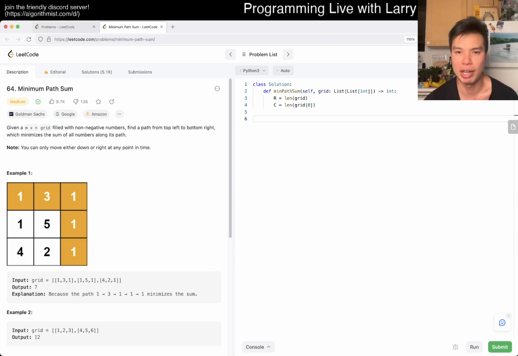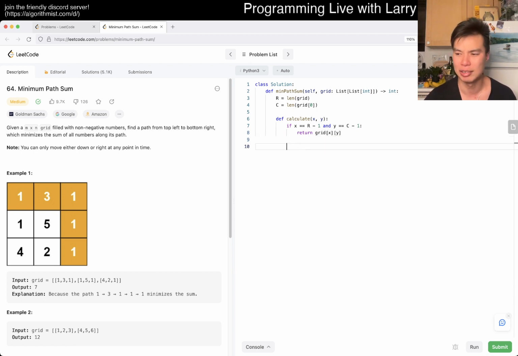But there are versions, right? Like you have min functions and max functions and stuff like this. Then it may not be symmetric, depending on how the rules are. So definitely be careful about it. But I'm just going to do a really basic calculate of x, y, right? And then basically if x is equal to r minus 1 and y is equal to c minus 1, then we return the grid value at that cell, or maybe return 0. That is just a base case, right?